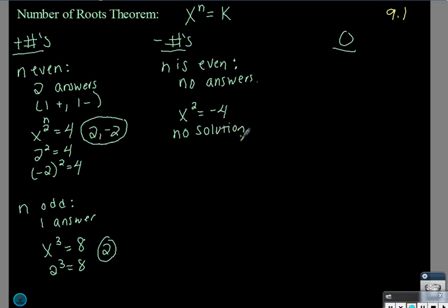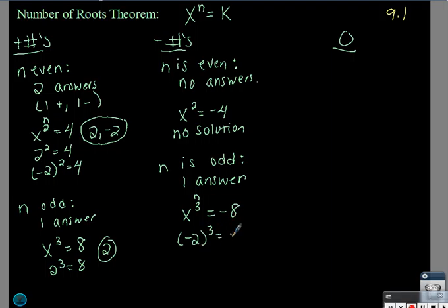If we were talking about imaginary numbers, it would be a different story. So then if we have n is odd, so we have odd powers like 3, 5, 7, and so forth, I can say, okay, you have one answer. And that answer is going to be like, for example, if I have x cubed, so there's my n is odd, is equal to negative 8, well, negative 2 will work for that.